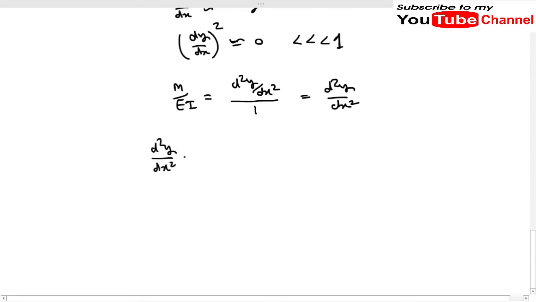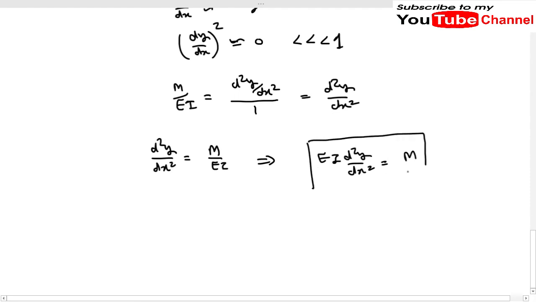M by EI, or you can further write it as EI d2y over dx square is equal to M. So this is one of the main equations which we are going to use in this method of double integration. This equation tells that EI into d2y over dx square is equal to M. M is the bending moment acting at the section which we are considering for writing the equation. Let us name this equation as 1.